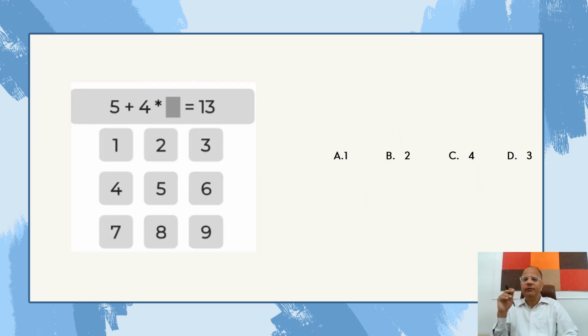We start off with a very simple one. Once again, a very simple one, a straightforward one: 5 plus something, which is a product of 4 and something, is 13. All of us know that's going to be 2. So this option is going to be correct.